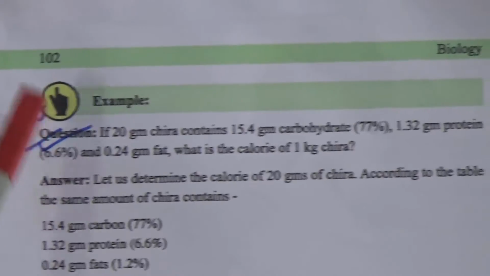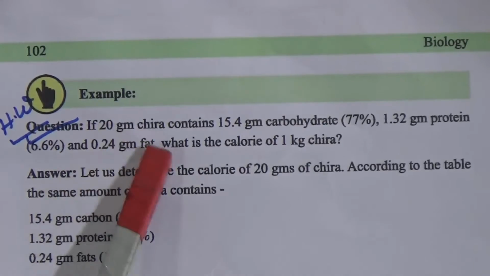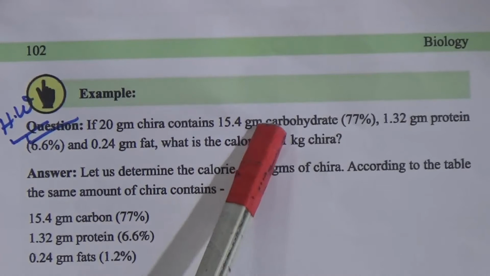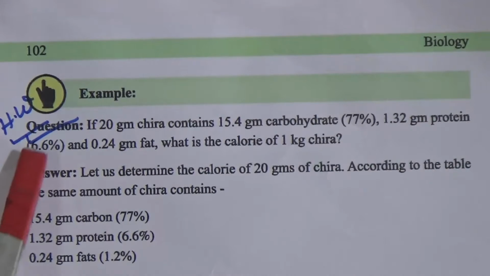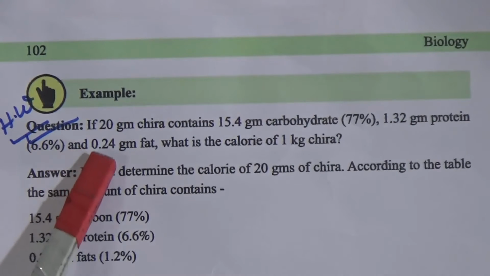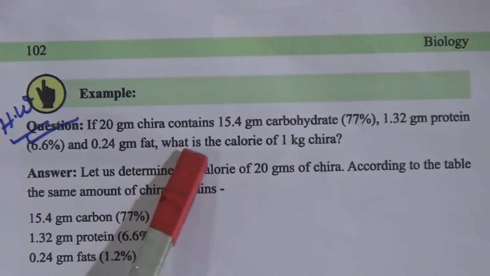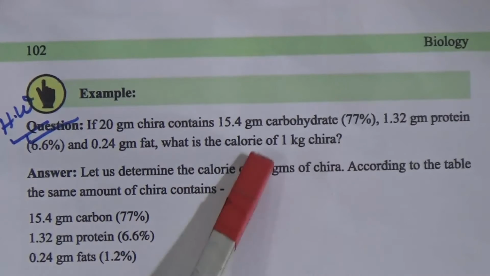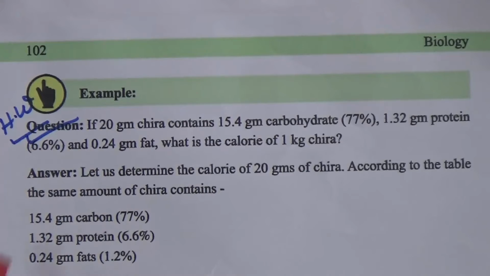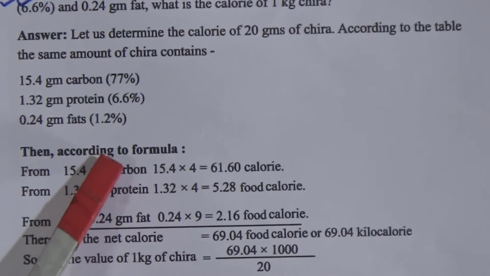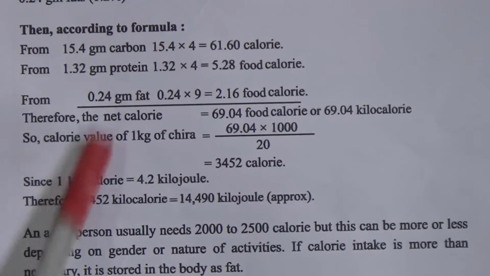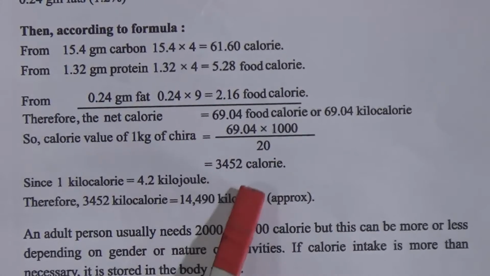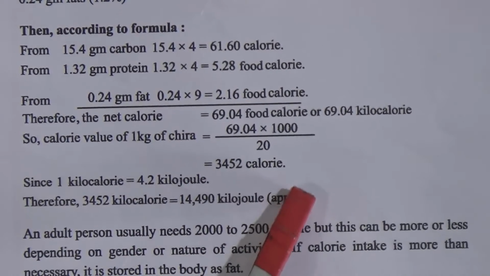Here they give an example, and that will be your homework. If 20 grams of chira contains 15.4 grams of carbohydrate, that means 77%, 1.32 grams of protein, that means 6.6%, and 0.24 grams of fat, what is the calorie of 1 kg of chira? By following this formula and the ingredients calorie chart on page 100, we have to solve this example problem, and it is your homework.